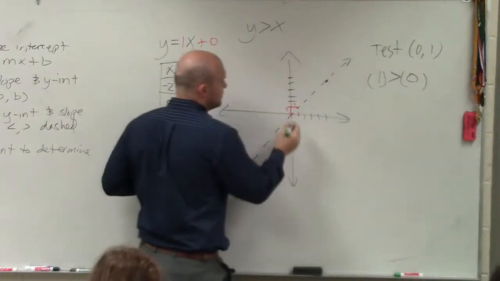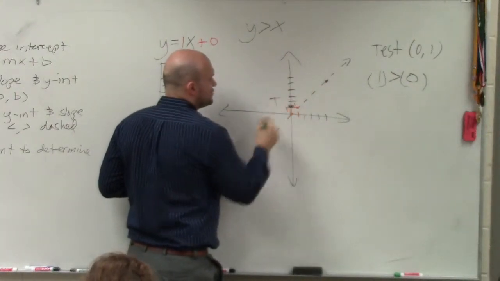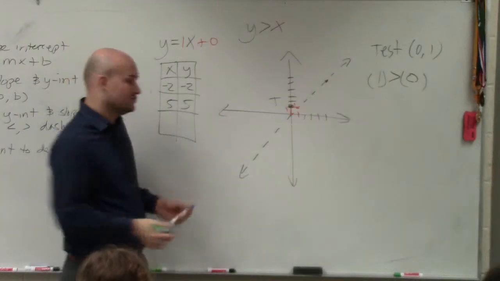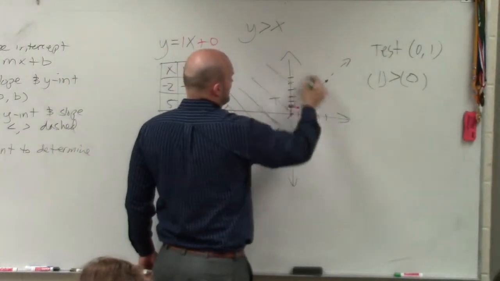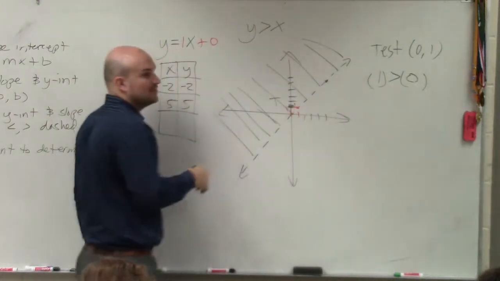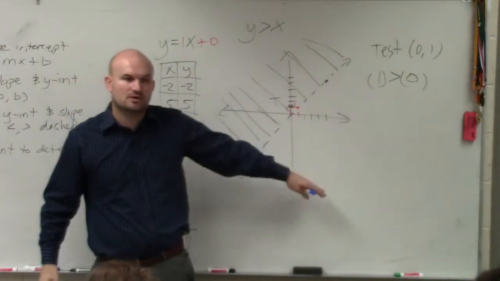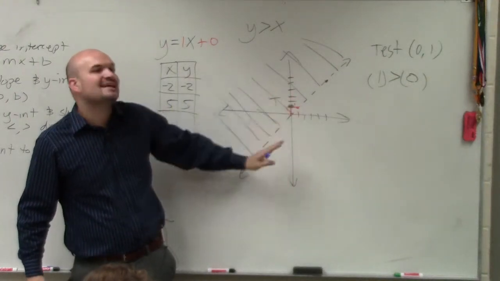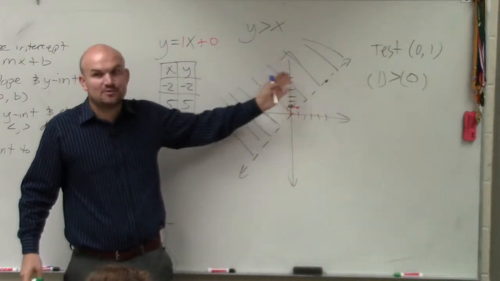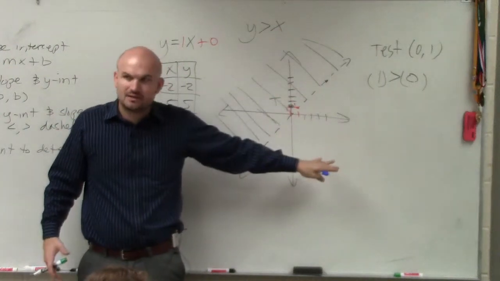So where is the point 0, 1? That's right there. That's true. So since our test point is true, you shade. That means all the points above the line are true. If your test point was false, then all the points below the line would have been true. Whatever side your test point is true on, that's the side you shade. If the test point is false, you shade on the other side of the line.